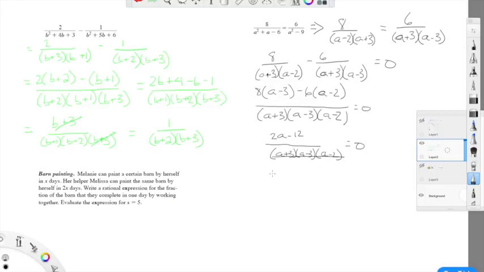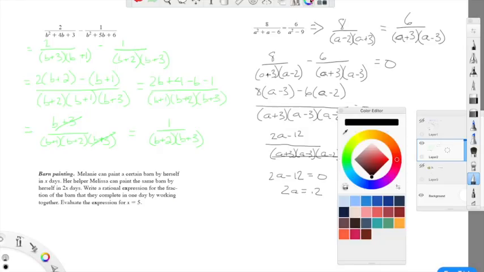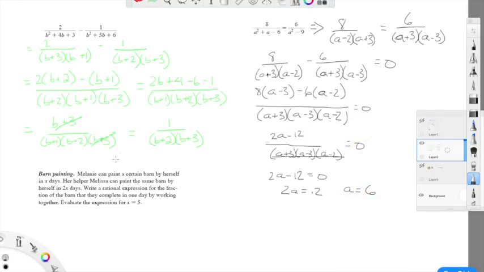And we're going to multiply both sides by the denominator. 0 times anything is 0, so we're left with 2a minus 12 is equal to 0. Bring our variables on one side and our constants on the other, then divide, and we get a is equal to 6.